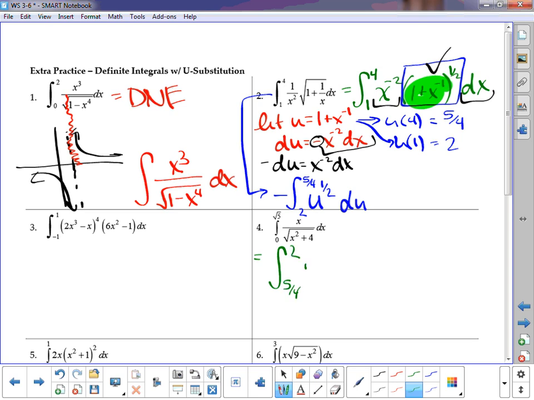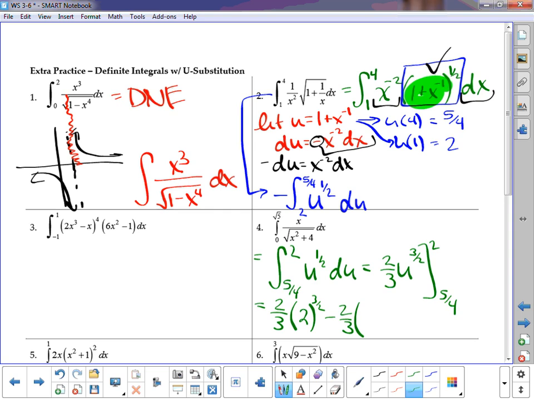And then I have u to the 1/2 du. So my new exponent is going to be 3/2, multiplied by my reciprocal, evaluated from 5/4 to 2. And then we go ahead and evaluate from here. So we get 2/3 times 2 to the 3/2, minus 2/3 times 5/4 to the 3/2. You can leave it at that.